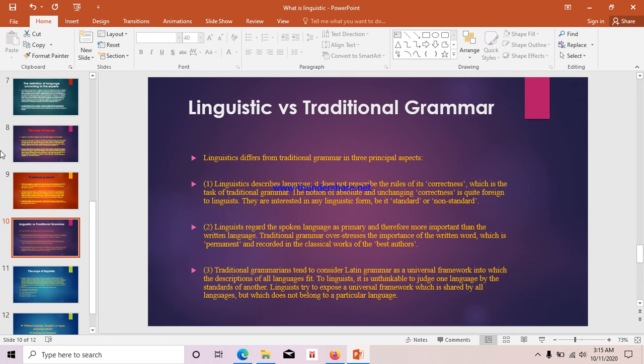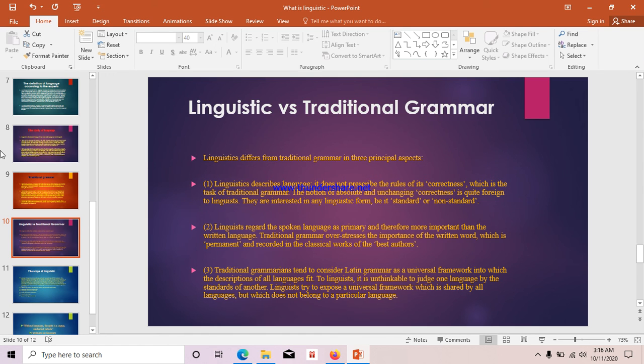Linguistic versus traditional grammar. Linguistics differs from traditional grammar in three principal aspects. Number 1. Linguistics describes language. It does not prescribe the rules of its correctness, which is the task of traditional grammar. The notion of absolute and unchanging correctness is quite foreign to linguists. They are interested in any linguistic form, be it standard or non-standard.